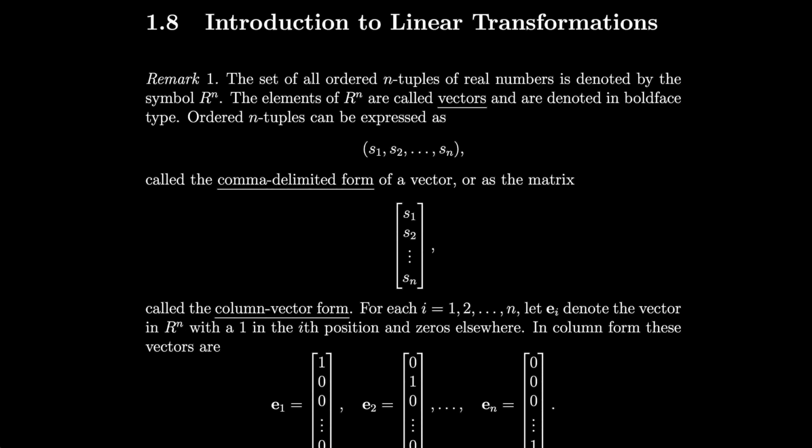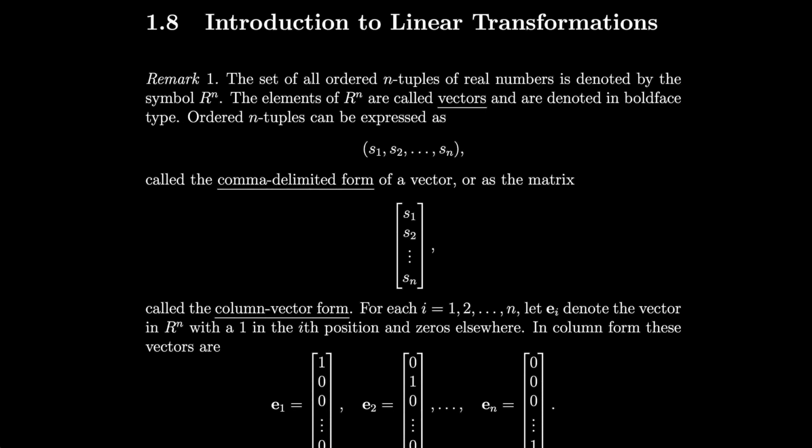Section 1.8, Introduction to Linear Transformations. The set of all ordered n-tuples of real numbers is denoted by the symbol Rn. The elements of Rn are called vectors and are denoted in boldface type. Ordered n-tuples can be expressed as this ordered n-tuple right over here, s1 through sn, called the comma-delimited form of a vector, or as the matrix with the s1 through sn entries, called the column vector form.